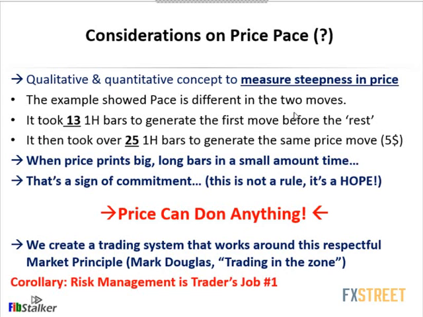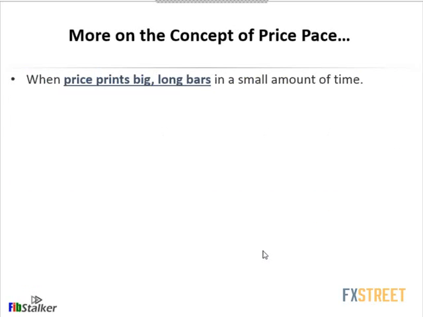The corollary of this is that risk management is treated as job number 1. Okay, and again, this is why we need that, because price can actually do whatever it wants, and you have to be ready for any outcome of price.